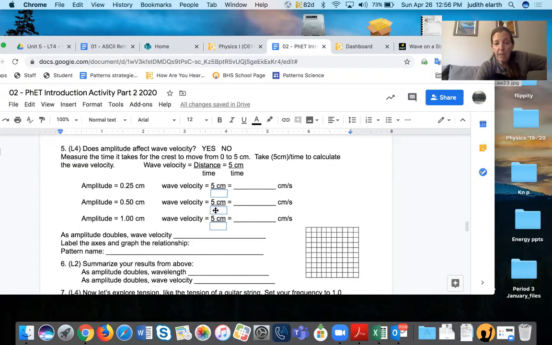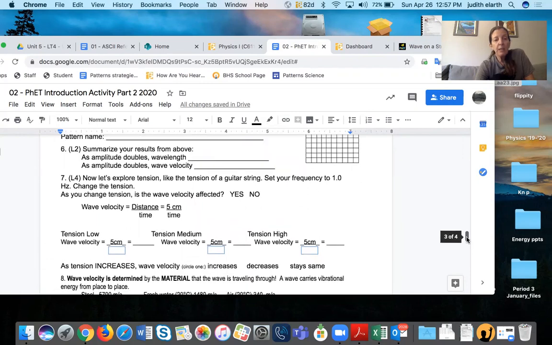Here's where I write the time it took to go 5 centimeters, and then I do 5 divided by time. And here's 1 for amplitude. I write how long it took to go 5 centimeters, and 5 divided by that time. Then you'll be able to tell me, as amplitude doubles, does wave velocity double, quadruple, get cut in half, or stay the same, and what is that relationship? You're going to put the thing you changed, amplitude, and the thing you measured, wave speed, and draw me what that graph looks like.